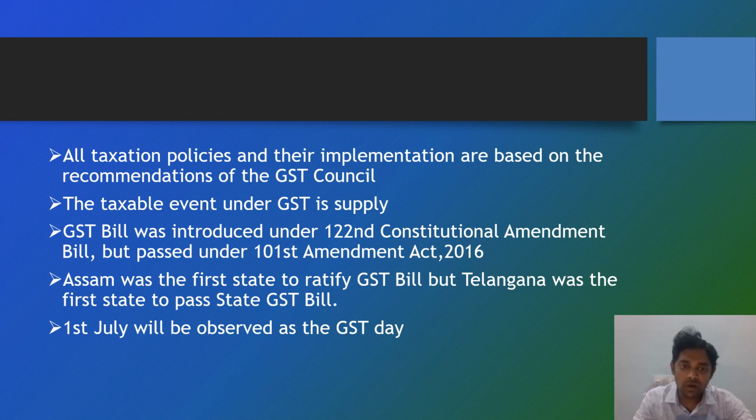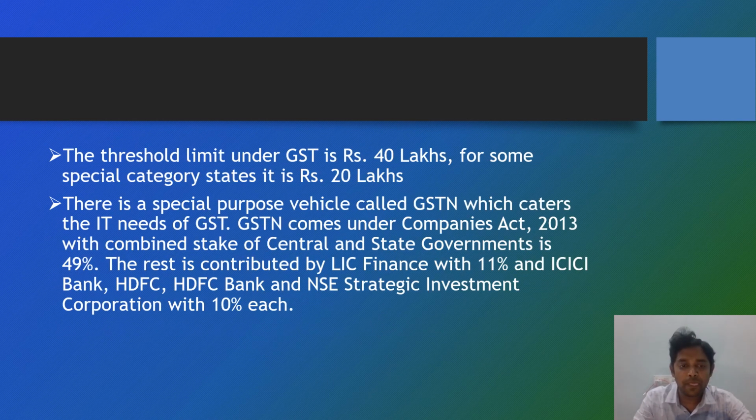The GST bill was introduced as the 122nd Constitutional Amendment Bill but passed under the 101st Amendment Act 2016. Assam was the first state to ratify the GST bill, but Telangana was the first state to pass the state GST bill. 1st July will be observed as GST Day. The threshold limit under GST is 40 lakhs. For some special category states, it is 20 lakhs.